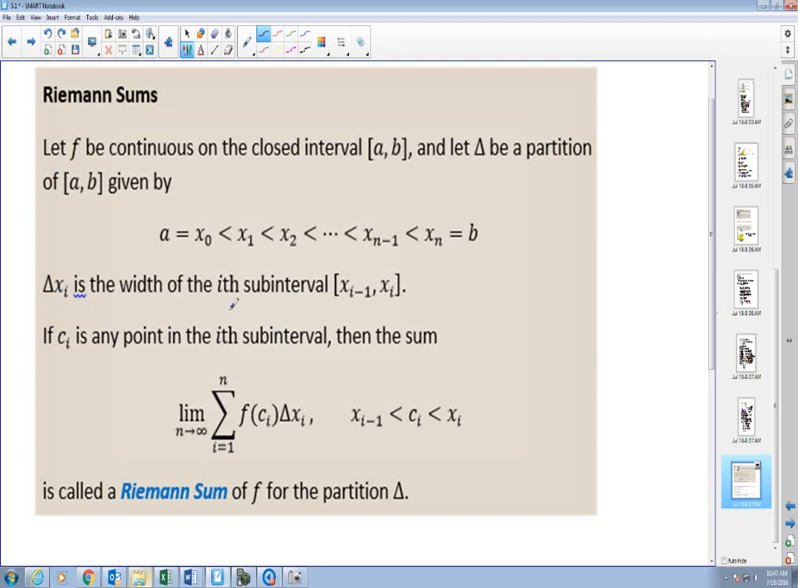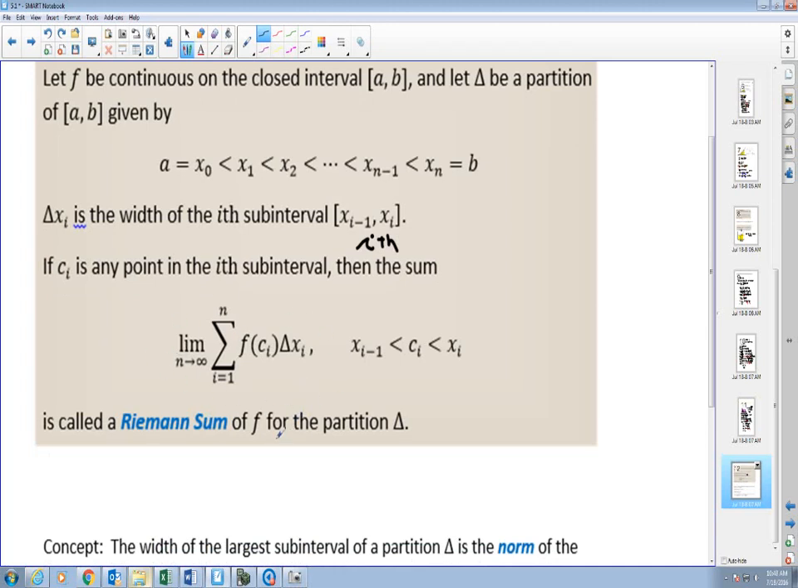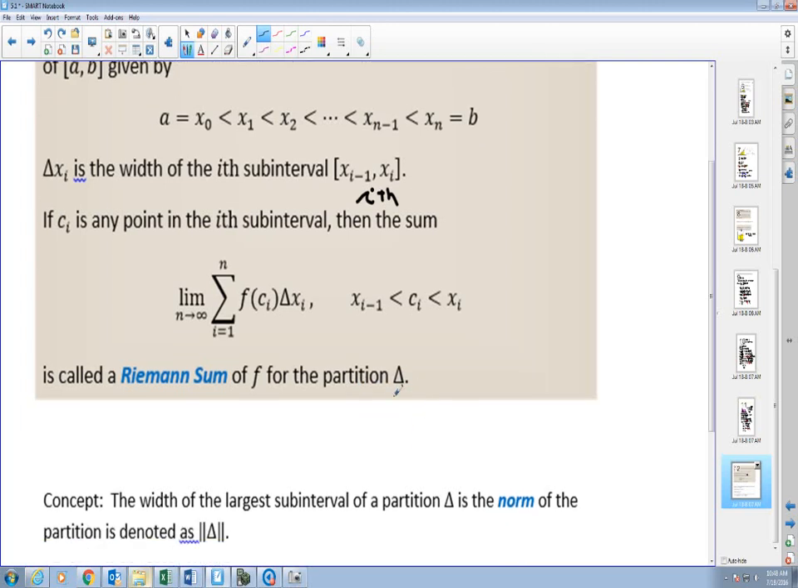Delta x sub i is going to be the width of the ith subinterval. So in the ith subinterval, the width is going to be in between right here. C sub i is any point on the ith subinterval, somewhere in between. So as the limit of n approaches infinity, the sum of all the f of c sub i times the width of the ith interval is called the Riemann sum. And the Riemann sum is the area under the region of f for the partition delta.